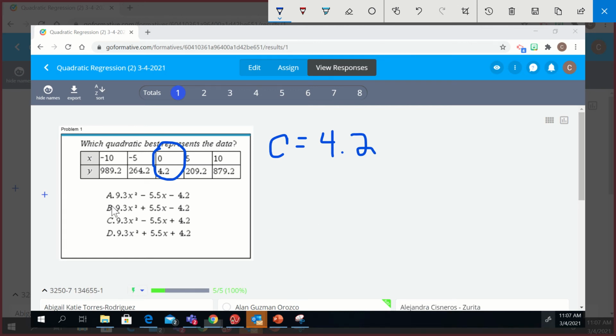So if C is 4.2 and it's positive, it can't be these two. So A and B are gone. So we narrow it down. It's got to be C or D. Then we have to say, okay, and this is what's going to determine it. We know the A value is the same, so we know the graph is going up. And then we're just trying to figure out which B value works to make this graph hit these points.